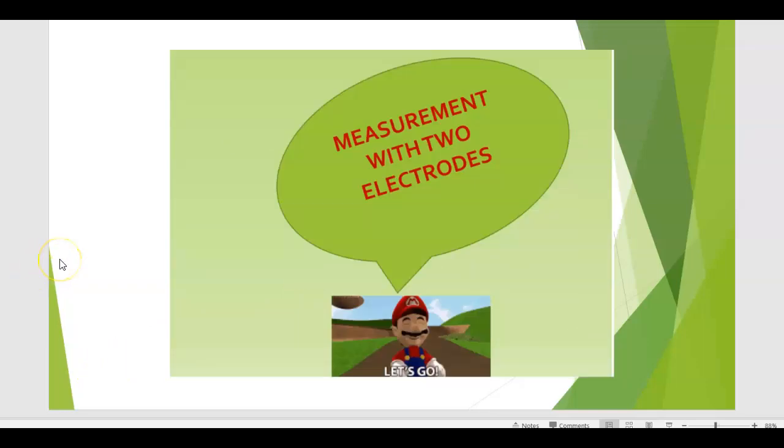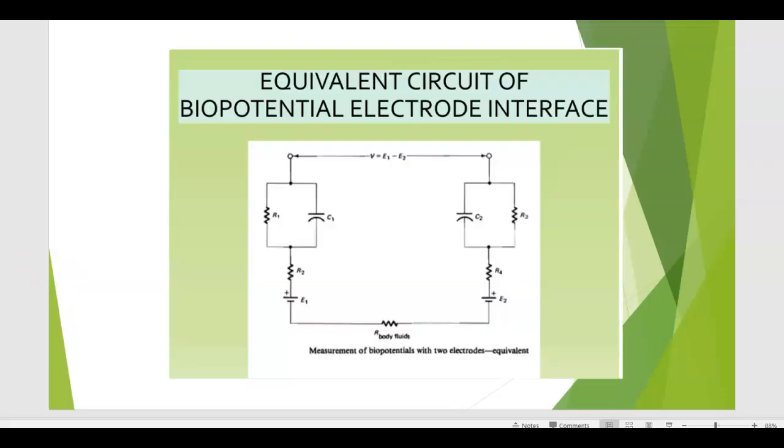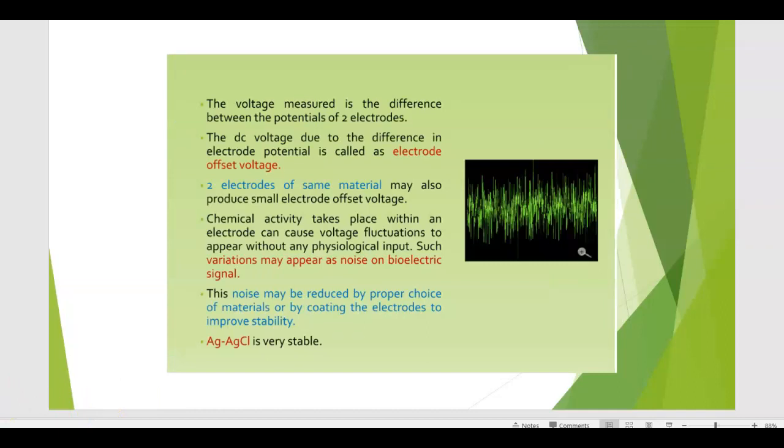Next one is measurement with two electrodes. This is the equivalent circuit of the biopotential electrode interface. We are measuring biopotentials with two electrodes, the first electrode and the second electrode. The voltage measured is nothing but the difference between the potentials of the two electrodes.